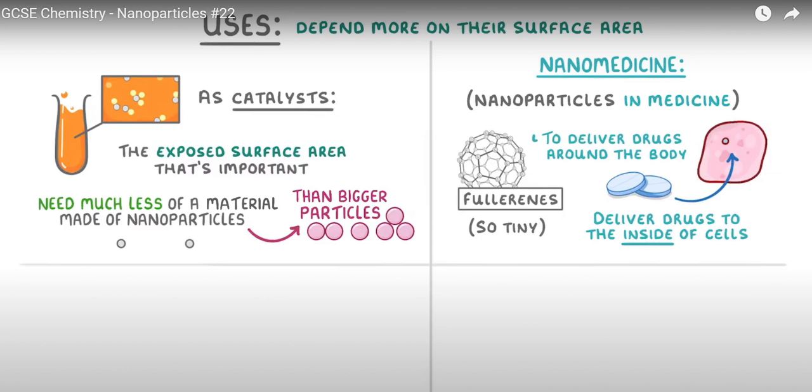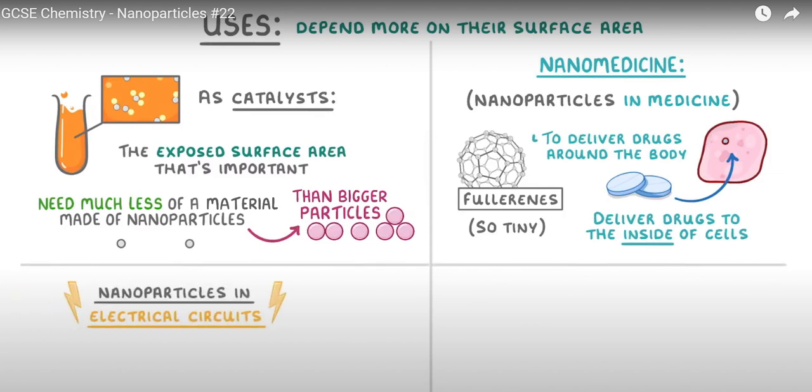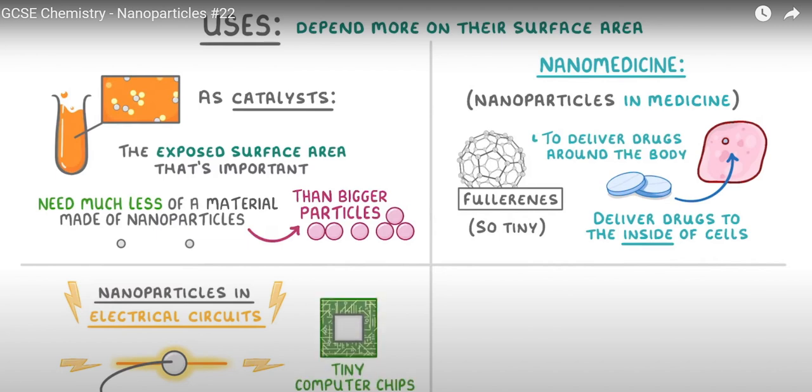There's also excitement about using nanoparticles in tiny electrical circuits, because some of them can conduct electricity. So we could theoretically make super tiny computer chips.